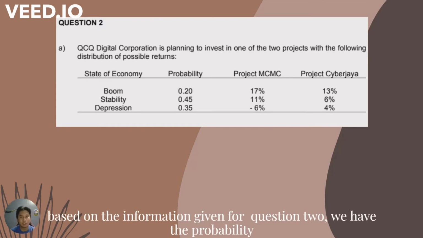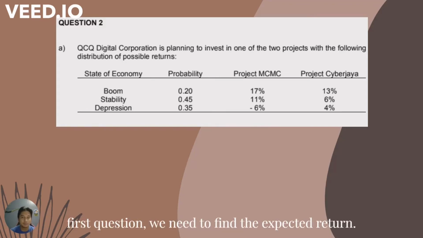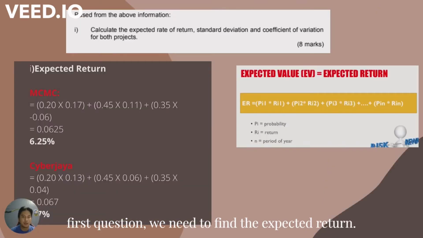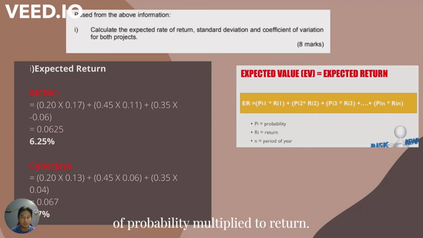Based on the information given for question 2, we have the probability and return for both projects, MCMC and Cyberjaya. First question, we need to find the expected return by using this formula. We can find it by summing all of the results of probability multiplied by return.